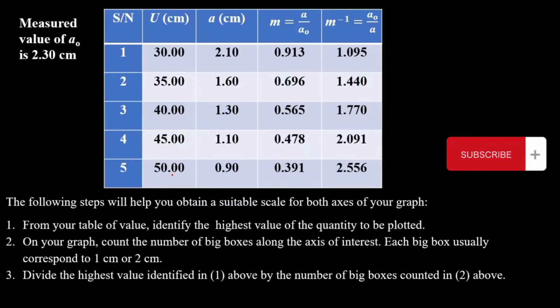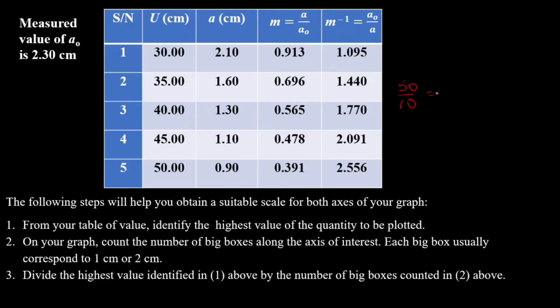The next step says we are to divide the highest number, which is 50, by the number of big boxes. We counted that to be 10. So we'll have 50 divided by 10, and that will give us 5. It means along the x-axis, each big box, which is 2 centimeters, would correspond to 5 units. Alright, now let us do the same thing for the y-axis, that's the vertical axis.